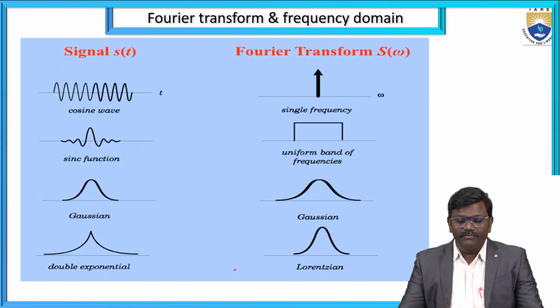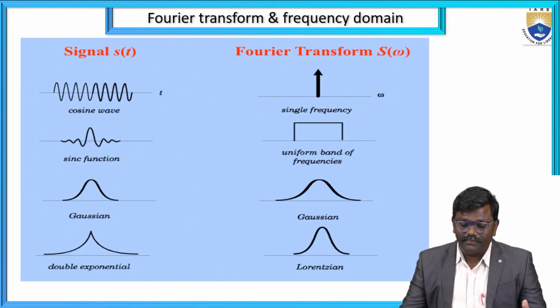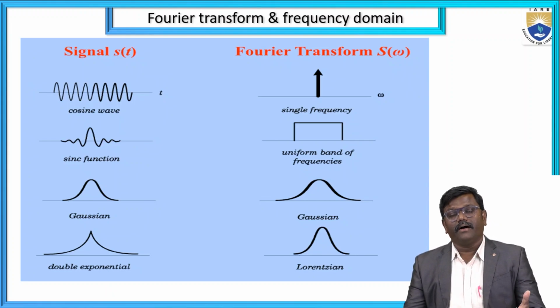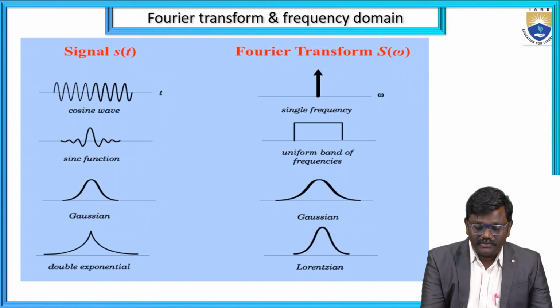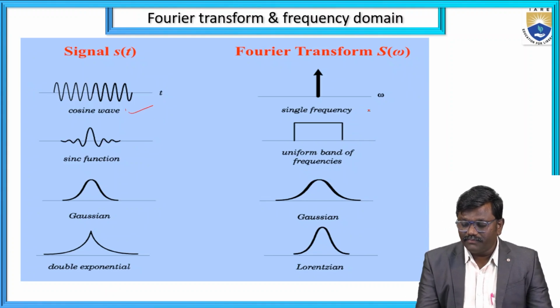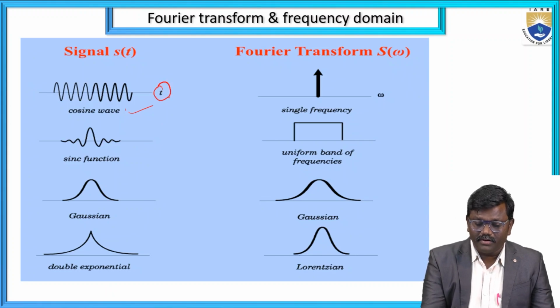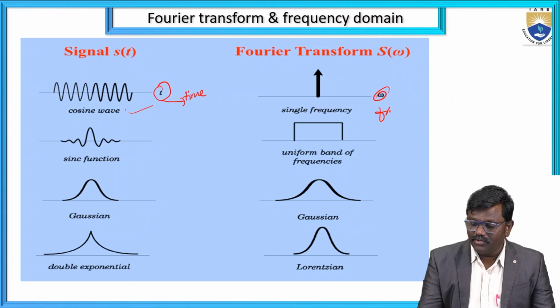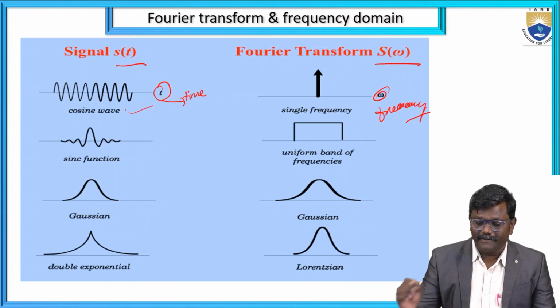Coming to what type of signal we call continuous or discrete, let us take the signal which we call a cosine wave in terms of frequency. It is in the time domain. It is in the frequency domain. That is what we are representing here.